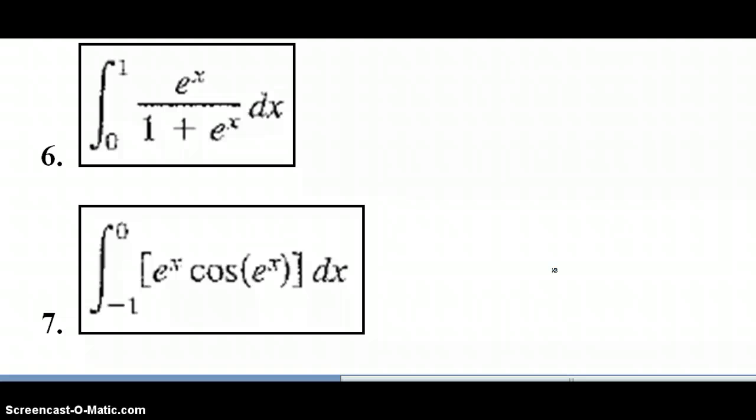So as I take a look at this problem, I'm thinking to myself, well, I have e to the x power, so I don't need to call my u x. That would be kind of silly. So is there something else that I need to call my u? And maybe it's 1 plus e to the x power.